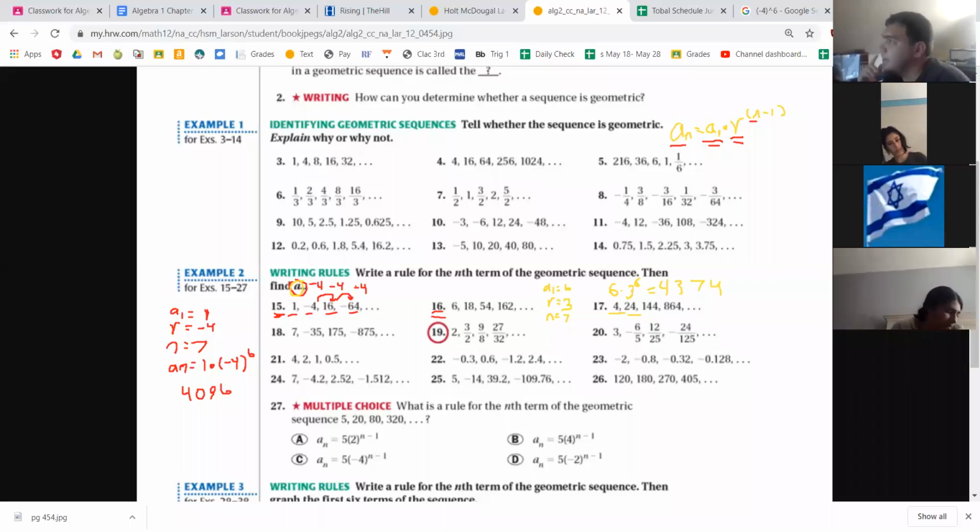What does n stand for? I don't know. That stands for how far we're going to go. So we're going to look at the instructions over here on the left. How far are we to go? 7. Honey, you see how it's A of 7? On the left side, underneath the instructions.